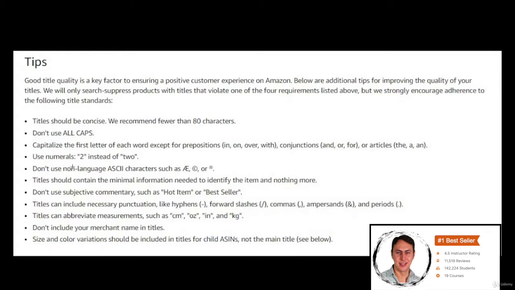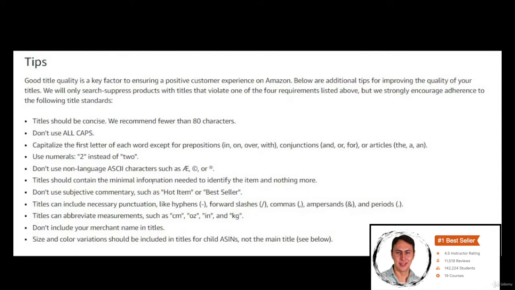Capitalize the first letter of each keyword except for prepositions like in, on, over, with, conjunctions like and, or, for, or articles like a, an, the, Amazon says. Use numerals, 2 instead of writing two with letters. Don't use non-language characters. It means if a character doesn't have a pronunciation, it shouldn't be used.